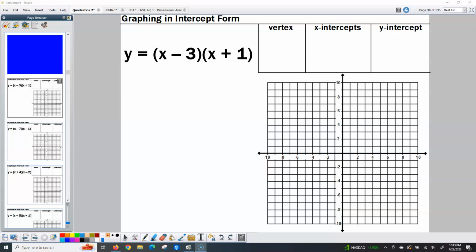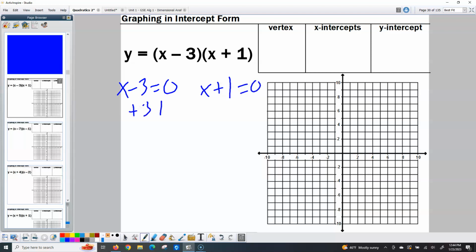When we graph in intercept form, we're looking for our x-intercepts, and then we deal with the rest of the graph from there. So I'm going to treat this as if it says x minus 3 times x plus 1 equals 0 instead of y, to find my zeros or my x-intercepts. So I'm going to say x minus 3 equals 0 or x plus 1 equals 0.